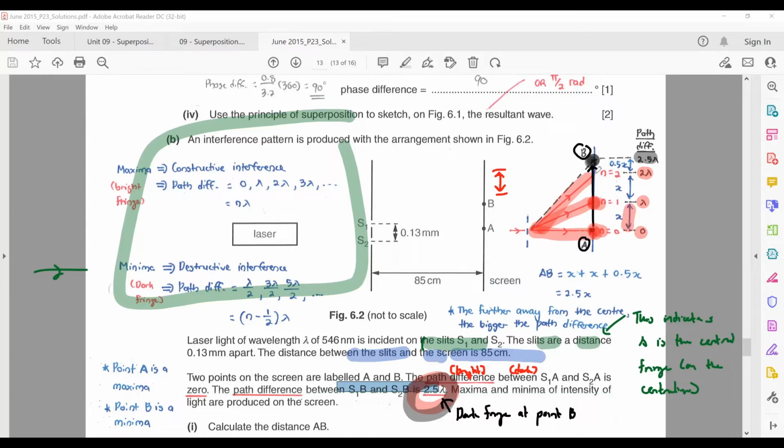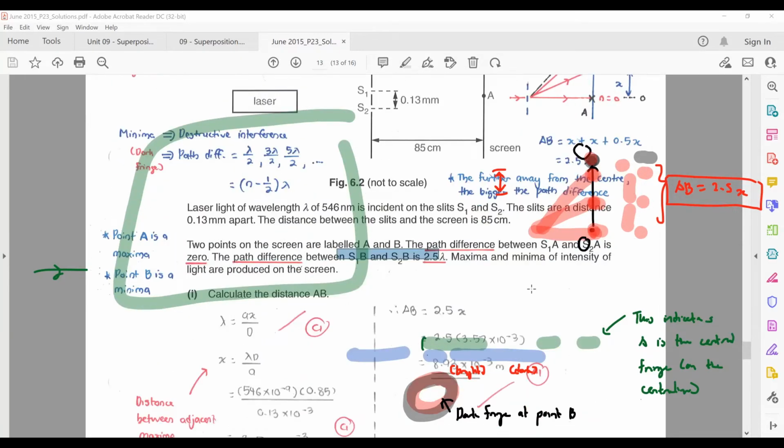From the first bright fringe to the second bright fringe, you have another x. And then from the bright fringe to the dark fringe, you have half of x. So overall, AB is actually 2.5x. That is the understanding here. Okay. Distance from A to B is 2.5x.